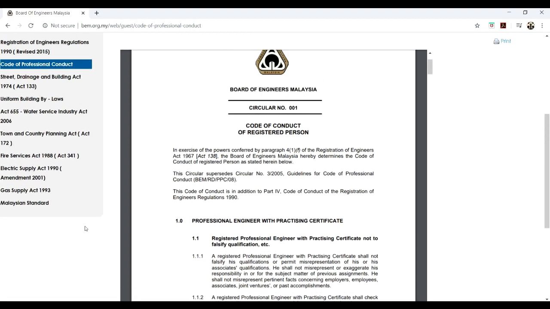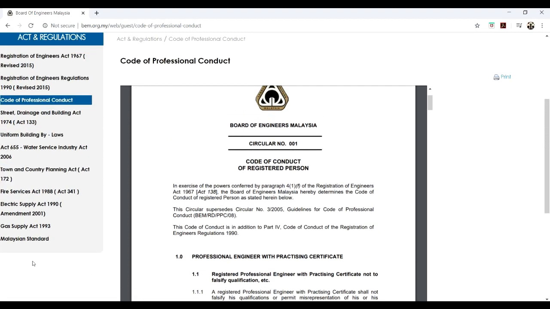Other than that, we can see that there are many acts and regulations available to be read by the engineering profession, such as firstly, the Street, Drainage and Building Act 1974, secondly, the Uniform Building By-Laws, thirdly, the Water Services Industry Act 2006, the Town and Country Planning Act 172, the Fire Services Act 1988, the Electricity Supply Act 1990, the Gas Supply Act 1993, and lastly, the Malaysian Standard according to BEM.